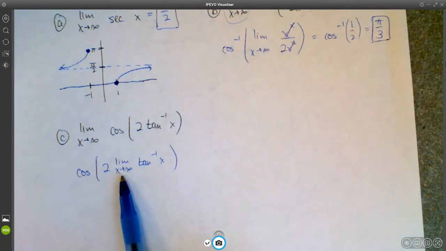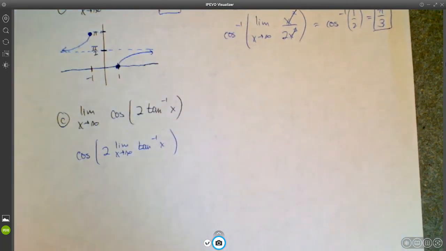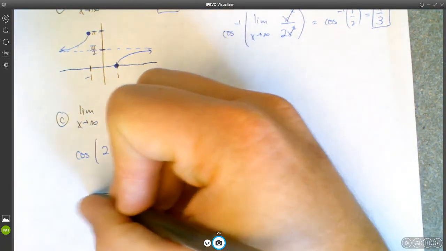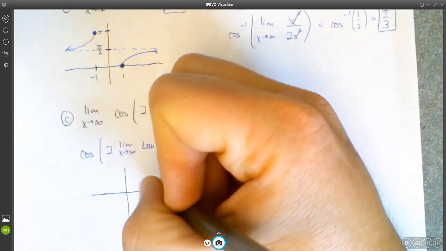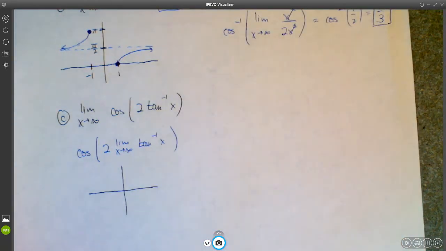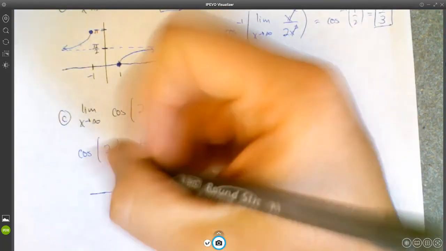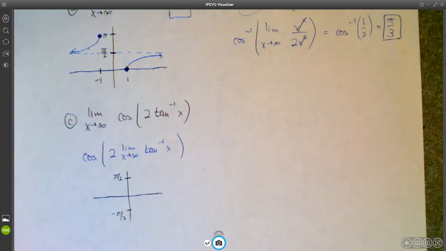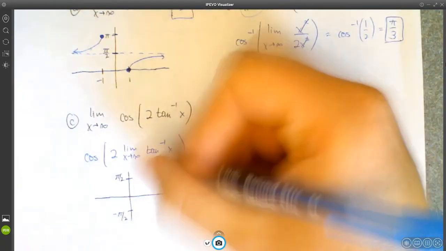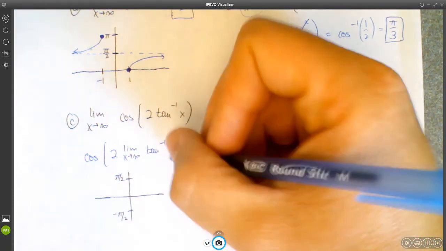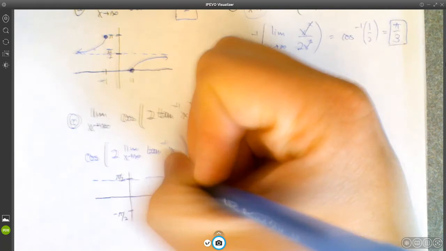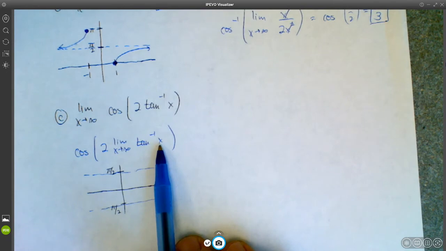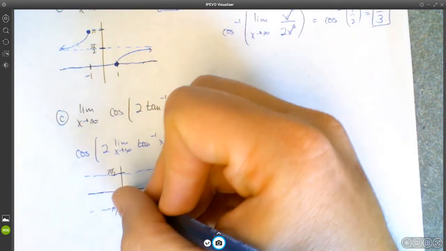Now, to figure out what the limit as x approaches infinity of tangent inverse of x is, we could draw a picture the same way that we did for the secant inverse function. Tangent inverse is restricted between negative pi over 2 and pi over 2. It has asymptotes there. So if I call this pi over 2 and negative pi over 2, the tangent function has vertical asymptotes at these places. So the inverse tangent function has horizontal asymptotes at those places, right? I also know that the point 0, 0 is on the tangent function, so therefore the point 0, 0 is on the inverse tangent function.